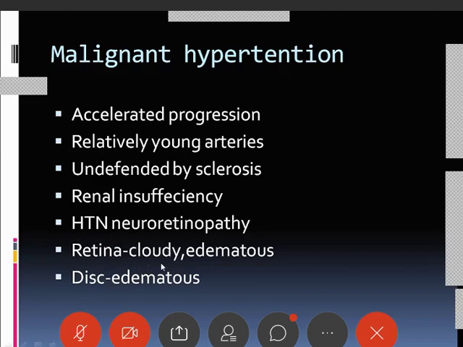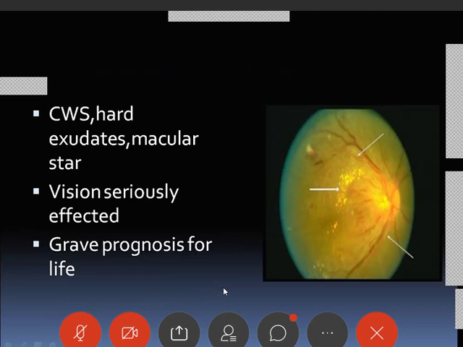So the retina is cloudy and edematous. There will be a lot of retinal edema, and the disc is also edematous. So we can see the cotton wool spots, hard exudates, and then macular star, and vision is seriously affected in these patients because of the disc edema as well as the macular edema. The vision is seriously affected, so definitely it's a grave prognosis for life.